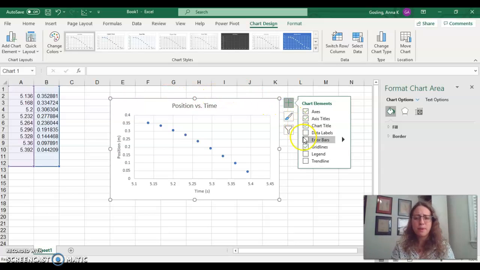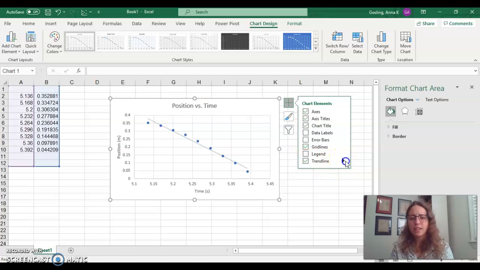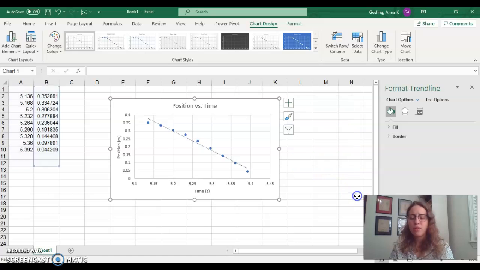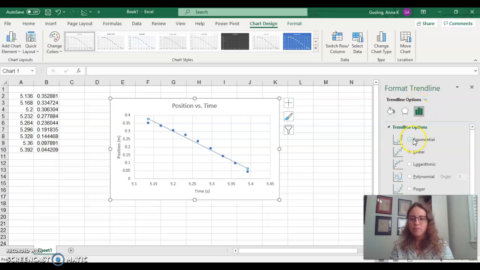Y'all have put in lines of best fit before, right? You go in, you hit trend line, and then you go to more options and you test out the trend lines until one of those lines works. The issue with that is that there are actually some problems with it, in that we need to figure out whether our trend line is actually right.